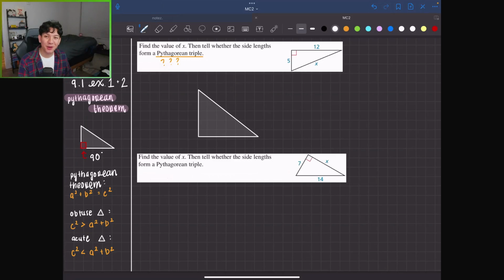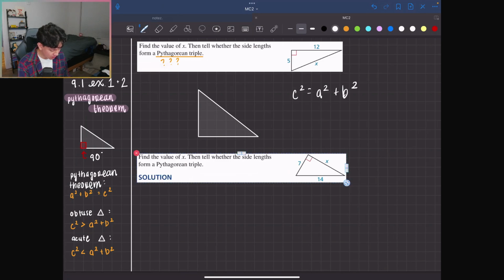Hi, today we're going to be going over our new chapter, Chapter 9, Right Triangle Trigonometry. To start off the chapter, we're going to be talking about the Pythagorean Theorem. So to start off, what is the Pythagorean Theorem? The Pythagorean Theorem is basically this: c squared equals a squared plus b squared.